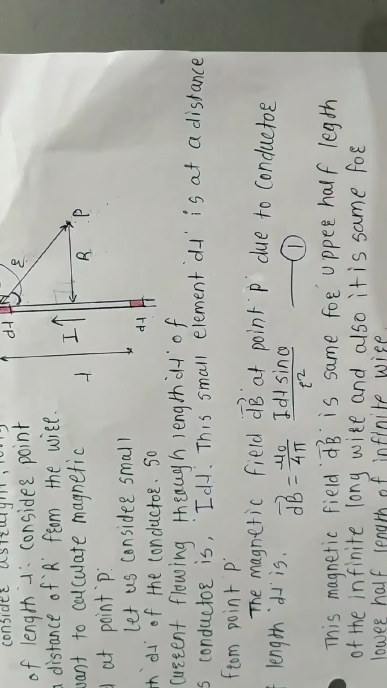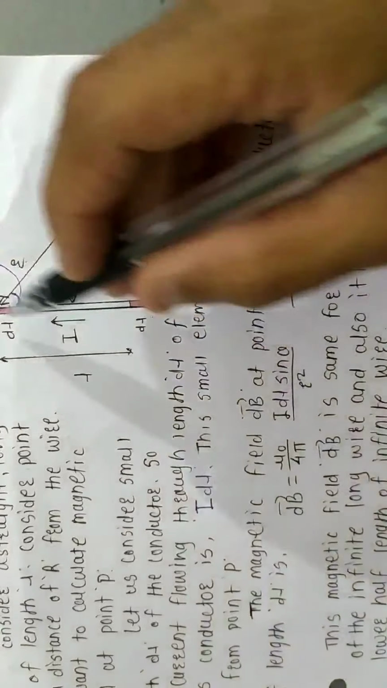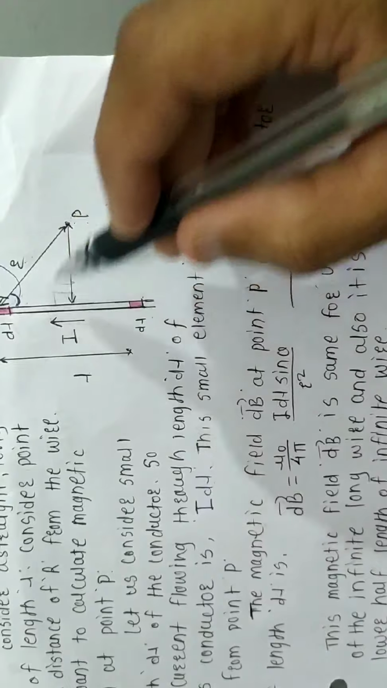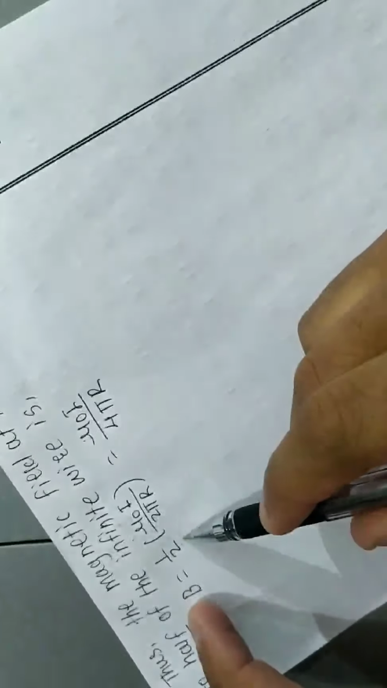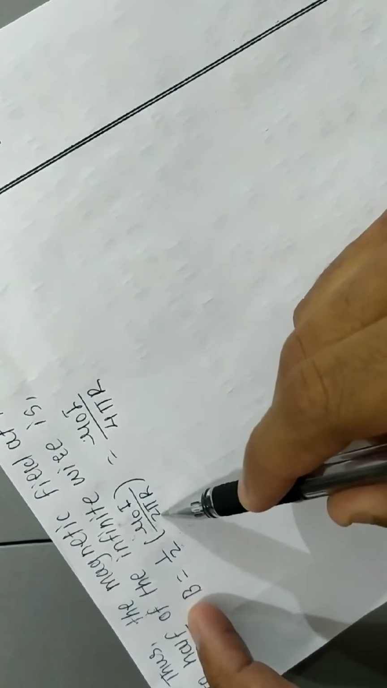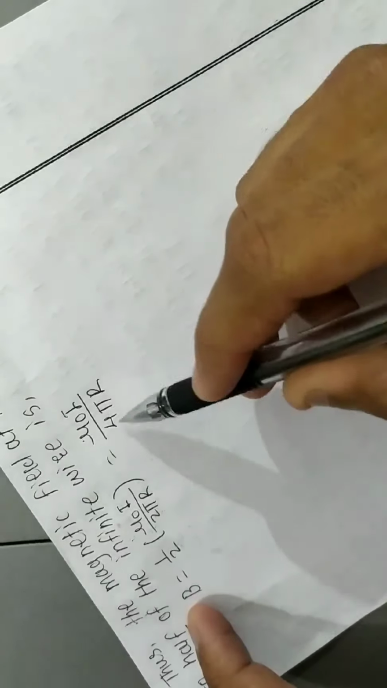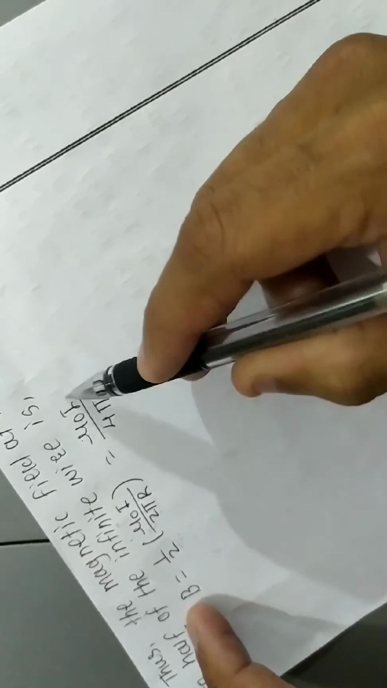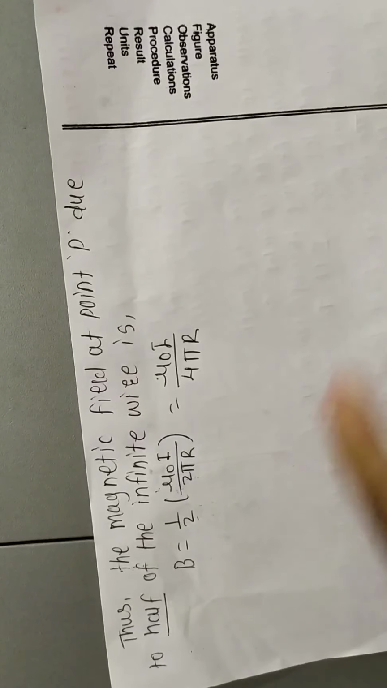Suppose we want to determine the magnetic field at point P produced by half of the wire. To determine this for half the length of the wire, we just multiply the above equation by half. So these 2 and 2 multiplied become 4. So mu naught I upon 4 pi R. This equation gives the magnetic field produced at point P by half of the infinite length of the wire.